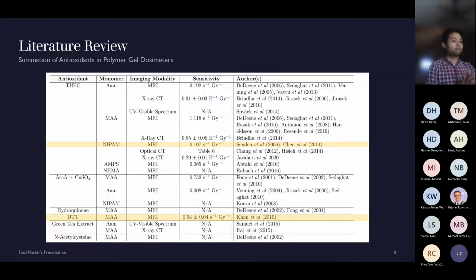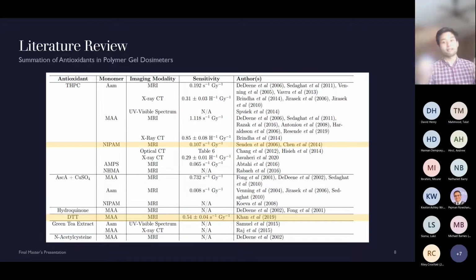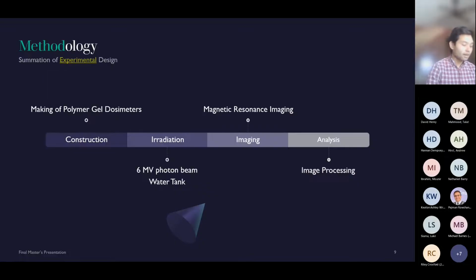So in this project, I wanted to add more information on how NIPAM gels react with DTT, or how they behave under DTT antioxidant. Since this is an experimental project, this is the summary of the layout. So we've got its construction, the making of the polymer gels.